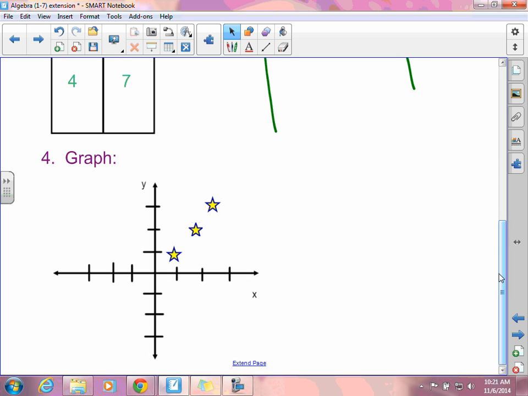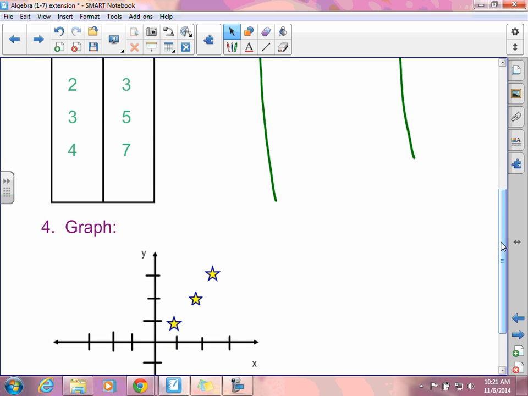This could be a great test question. Name 3 of the 4 ways to represent a function. Those would be really good ways of, or a really good problem for a test. Okay.